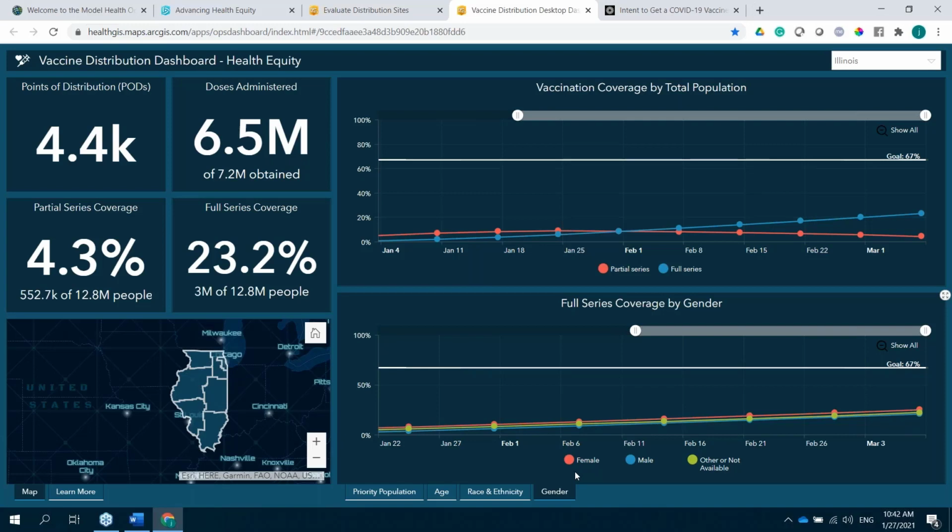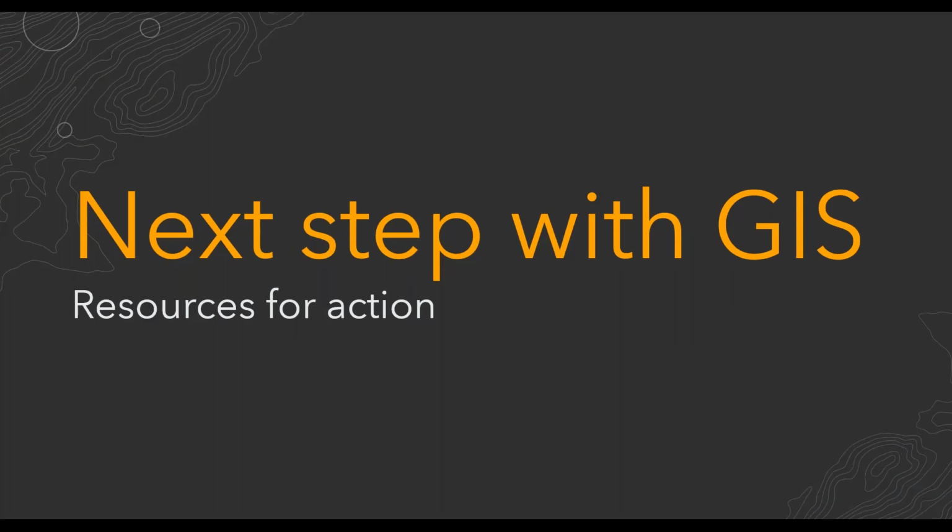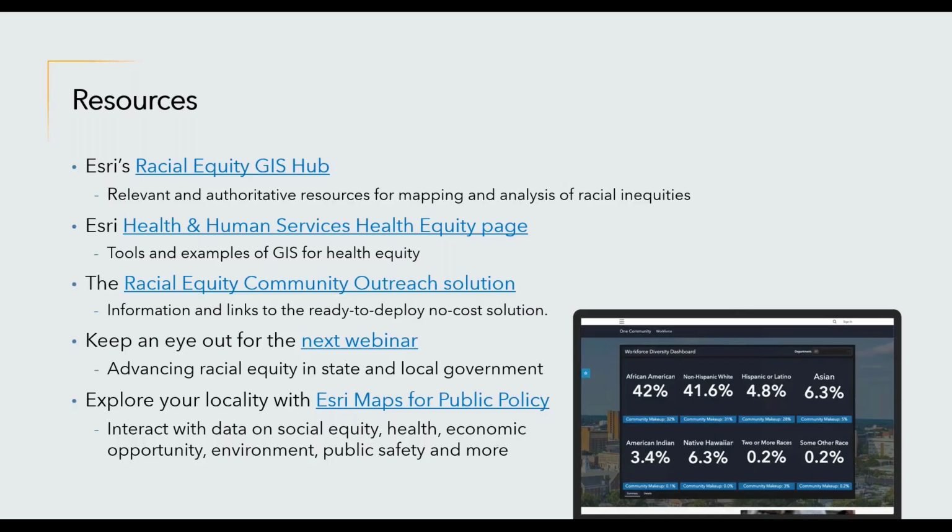Back to you, Kim. All right, so now let's talk about some of the things you can do if you're interested in using GIS, or Geographic Information Systems, we apologize for not spelling that out at the beginning, to support your own organization's racial and health equity programs.